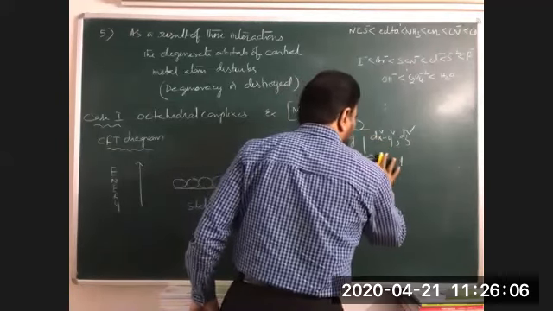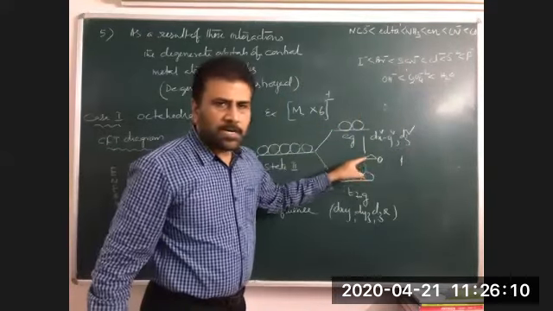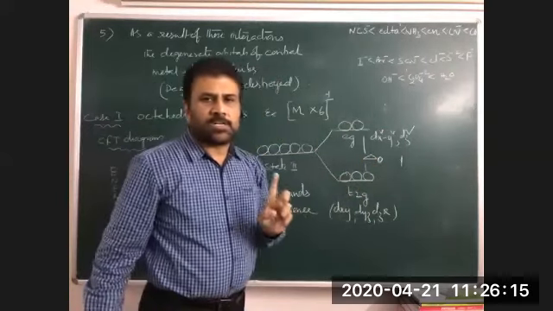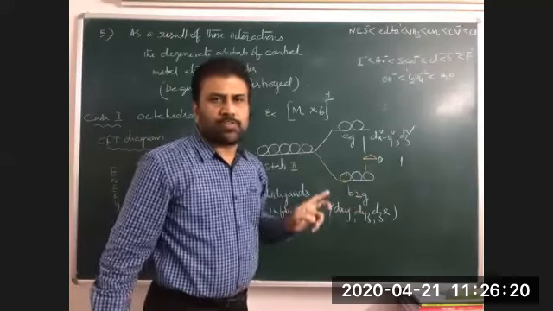Delta O. This splitting is called octahedral splitting. This delta indicates energy, and O indicates octahedral. If I write T, it is tetrahedral. If I write S, it is square planar.